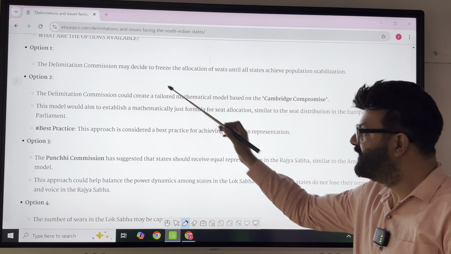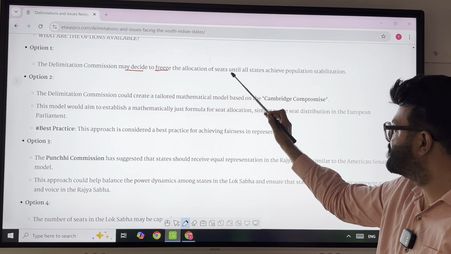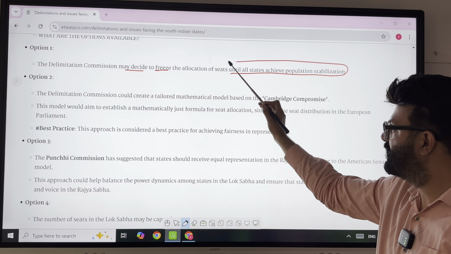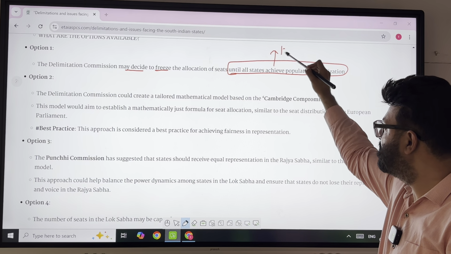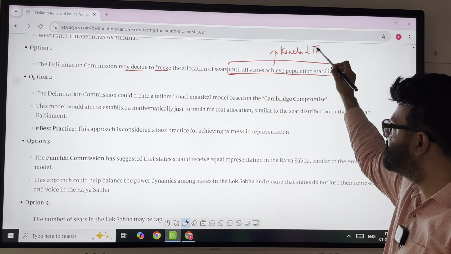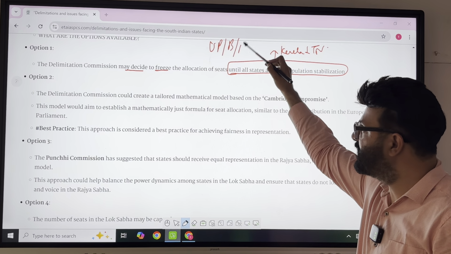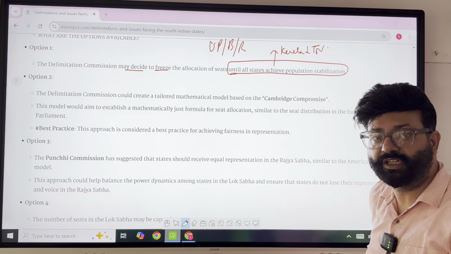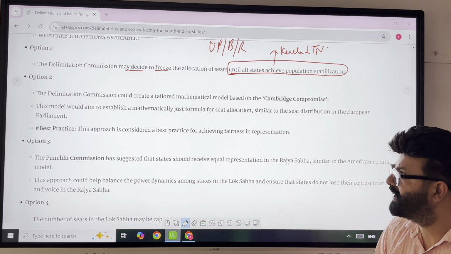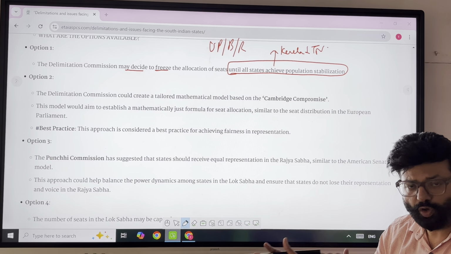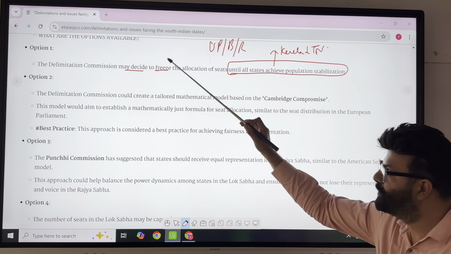First is option 1. Delimitation Commission may decide to freeze all the allocation of seats until all states achieve population stabilization. Now you know that states such as Kerala and Tamil Nadu have achieved population stabilization, whereas states such as UP, Bihar and Rajasthan have seen population explosion. Population explosion is there, increase in population is there. So what first option we are providing, that until and unless all the states in India achieve population stabilization, delimitation exercise should be freezed.